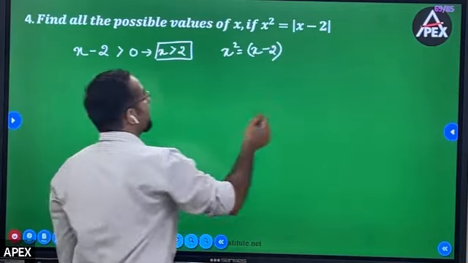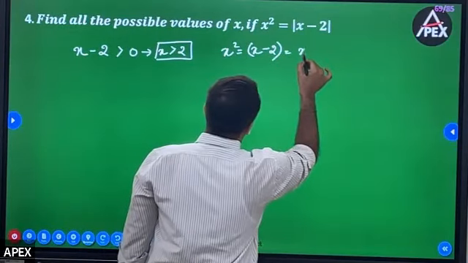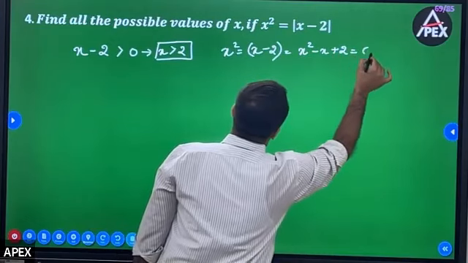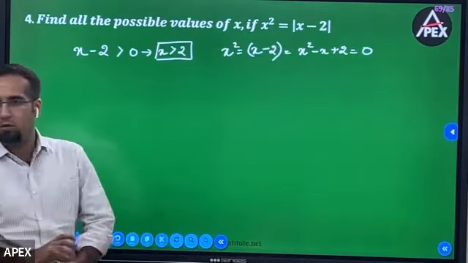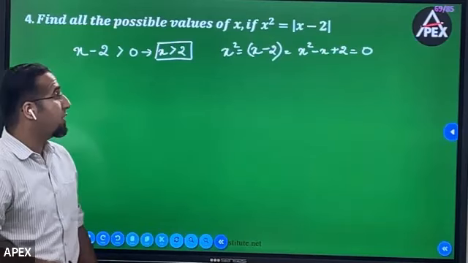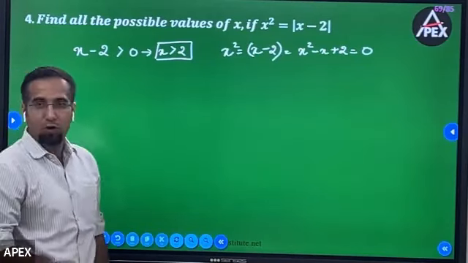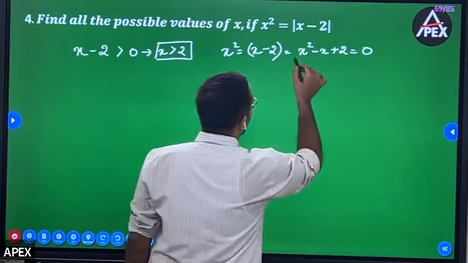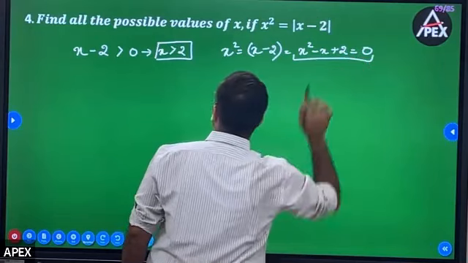Or in short, when we transpose the values, I get x square minus x plus 2 is equal to 0. So what do I get as the roots here? Imaginary. So b square minus 4ac gives imaginary roots. So therefore, no real value of x satisfies this condition. No problem. Okay.